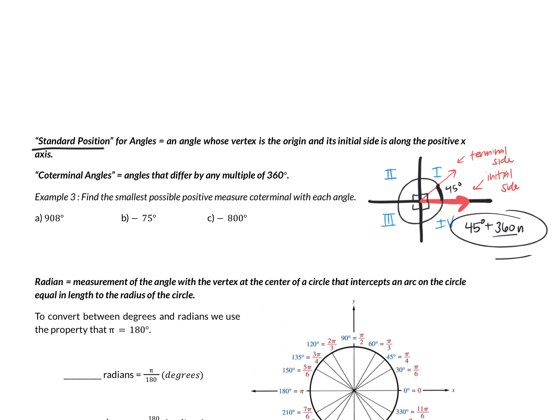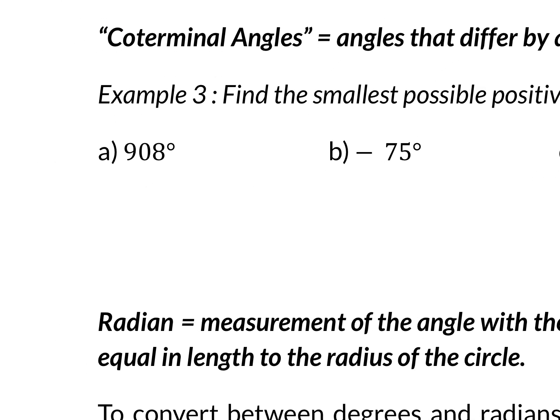So the question asks us to find the smallest possible positive measure coterminal with each angle. Okay, so I've got 908 degrees. How many times am I going to go around the circle if I have 908 degrees? Yeah, let's subtract 360, right, until we get a smaller angle that is still positive. So minus 360, that gives me 548, minus 360 again, that gives me 188. Okay, so 188 degrees is the smallest positive measure that is coterminal with that angle of 908.